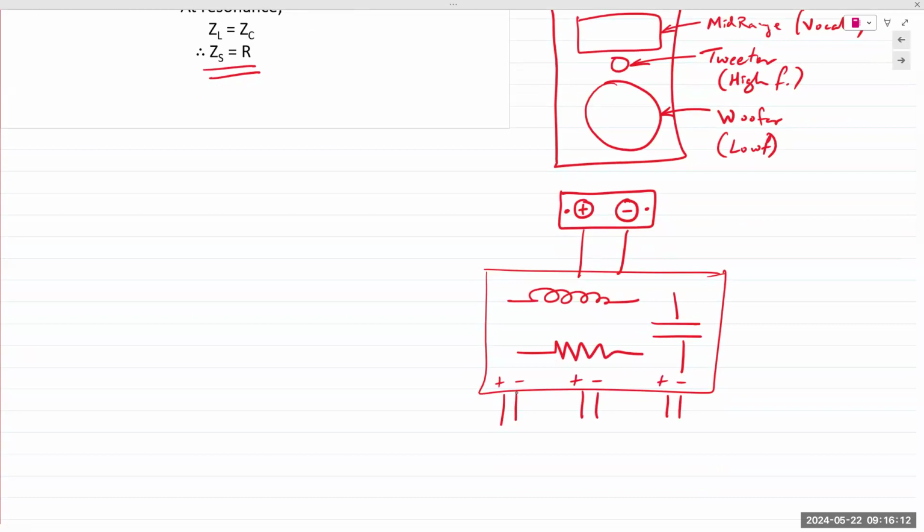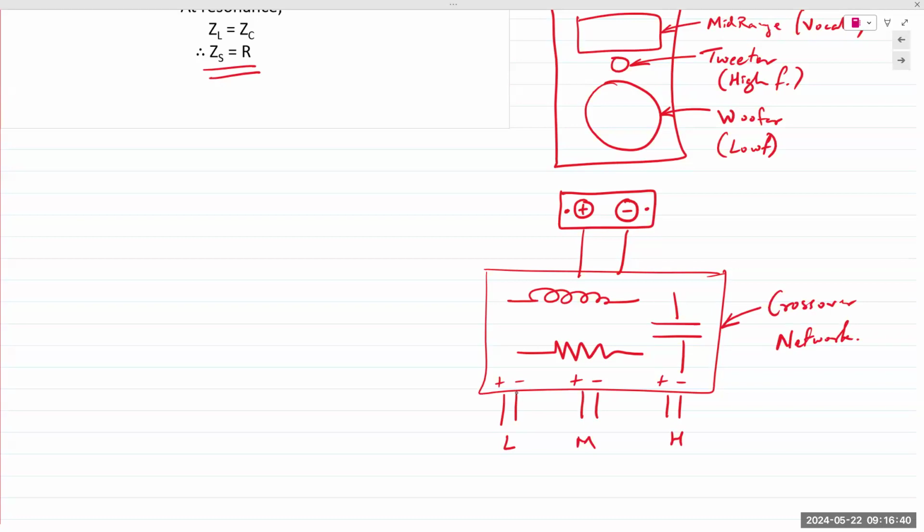One of them will go to the mid-range, one of them will go to the low frequencies, one of them to the high frequencies. The circuit is known as a crossover network. Okay. And every speaker box will have a filter like this inside it.